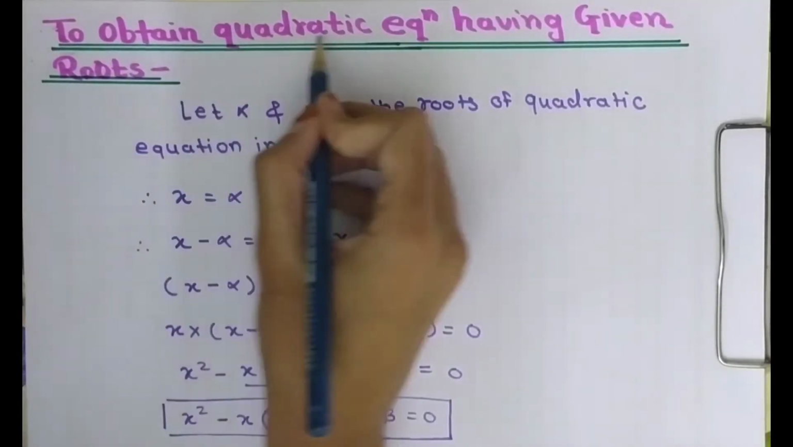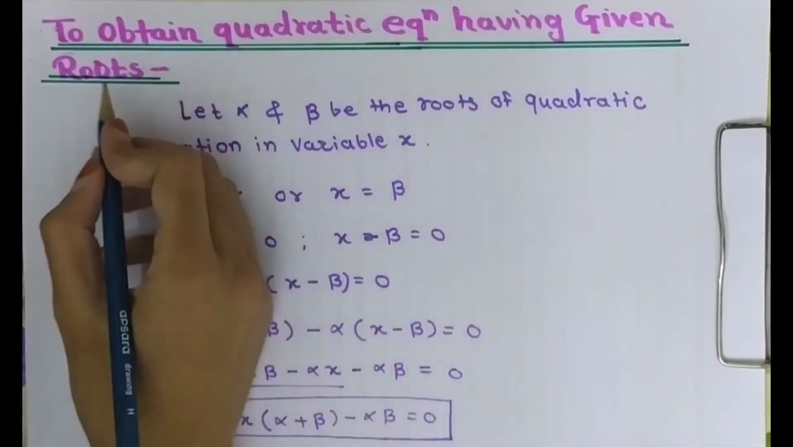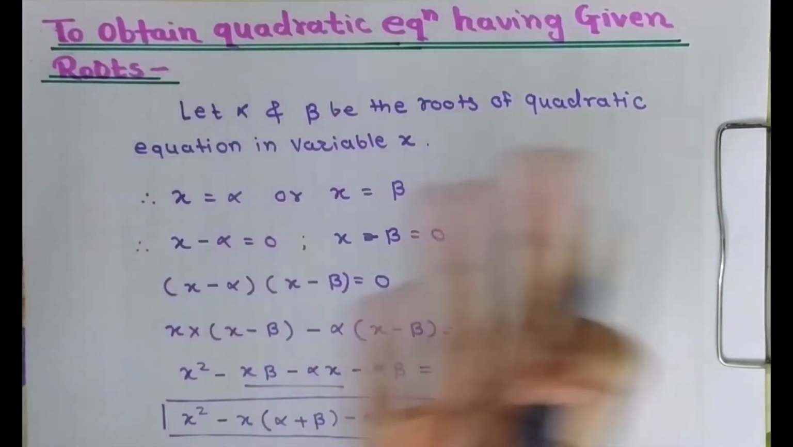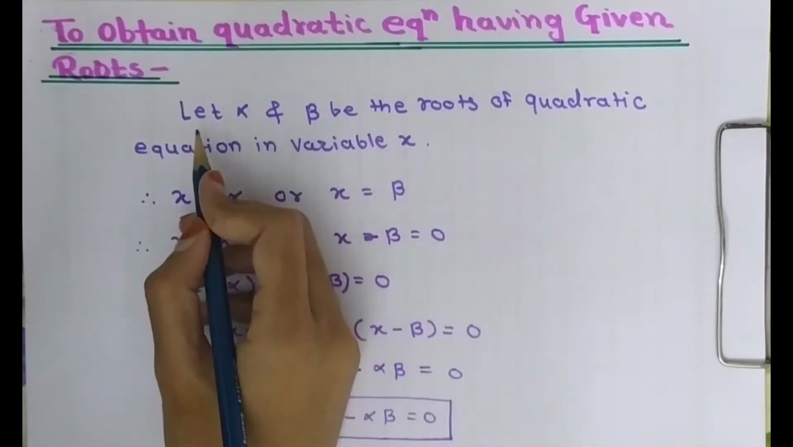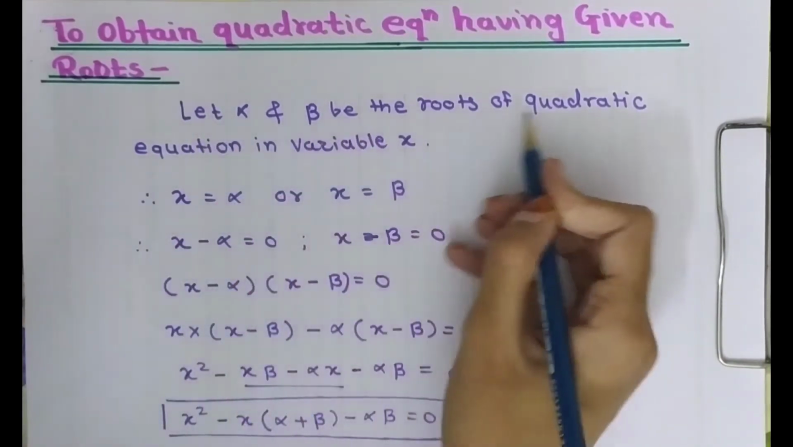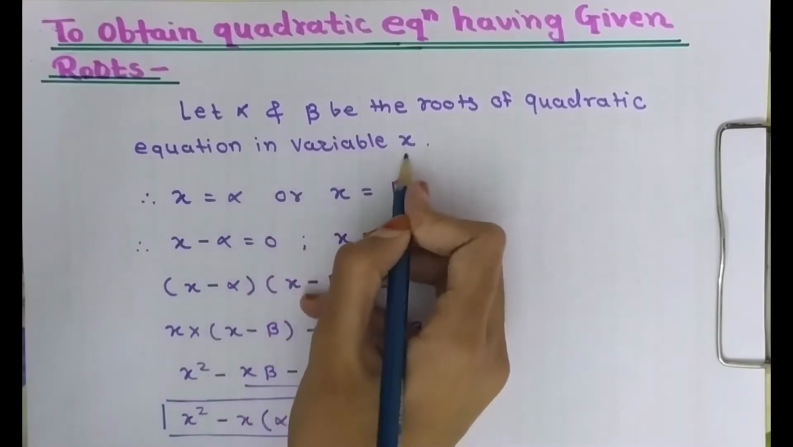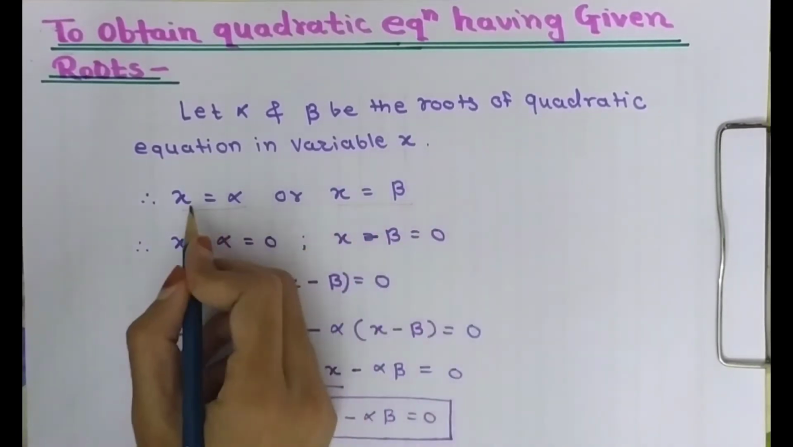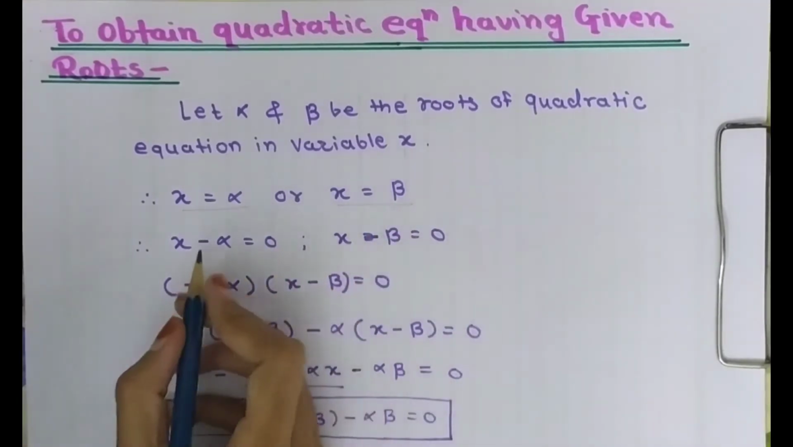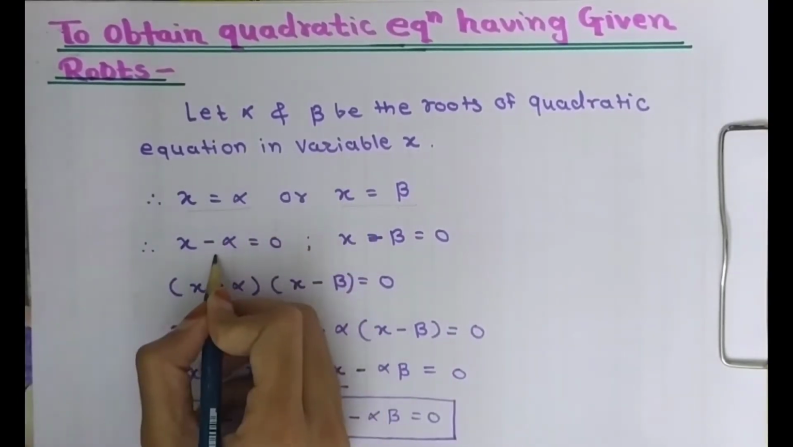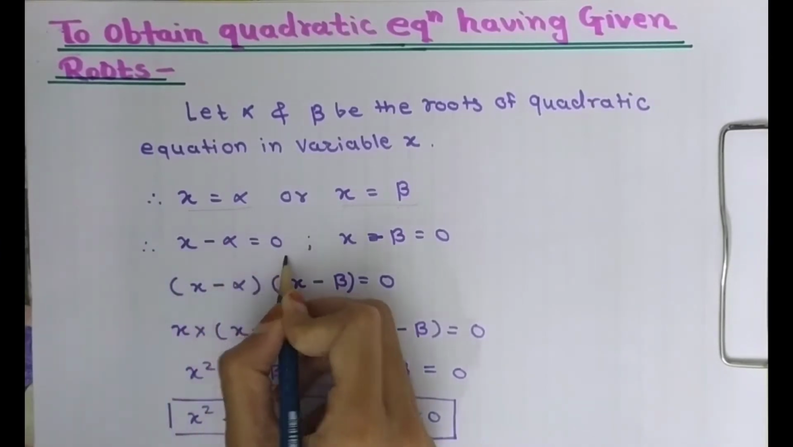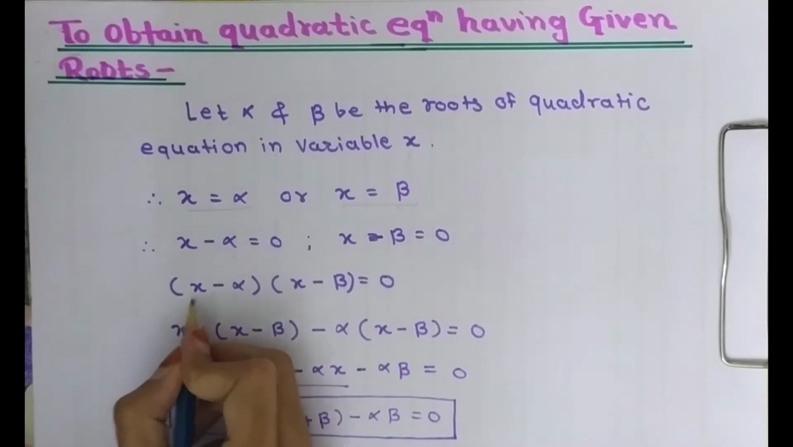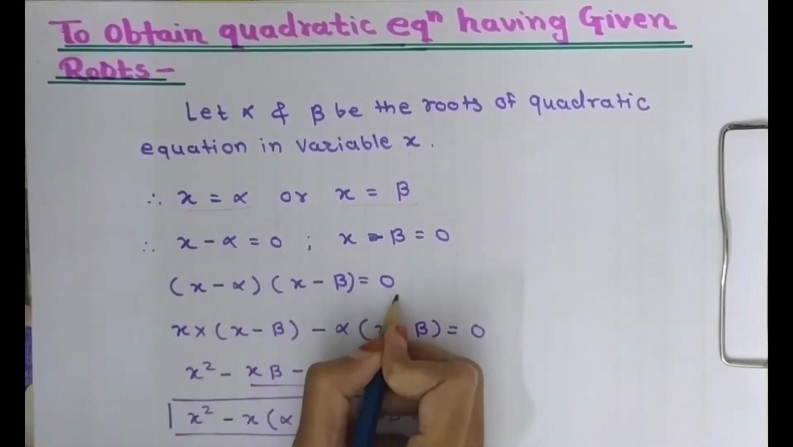Next point is to obtain a quadratic equation having given roots. Roots are given, and from the roots you have to find the quadratic equation. Let alpha and beta be the roots of the quadratic equation in variable x. Therefore x is equal to alpha and x is equal to beta. So x minus alpha is equal to 0 and x minus beta is equal to 0, which we write as (x minus alpha)(x minus beta) is equal to 0.